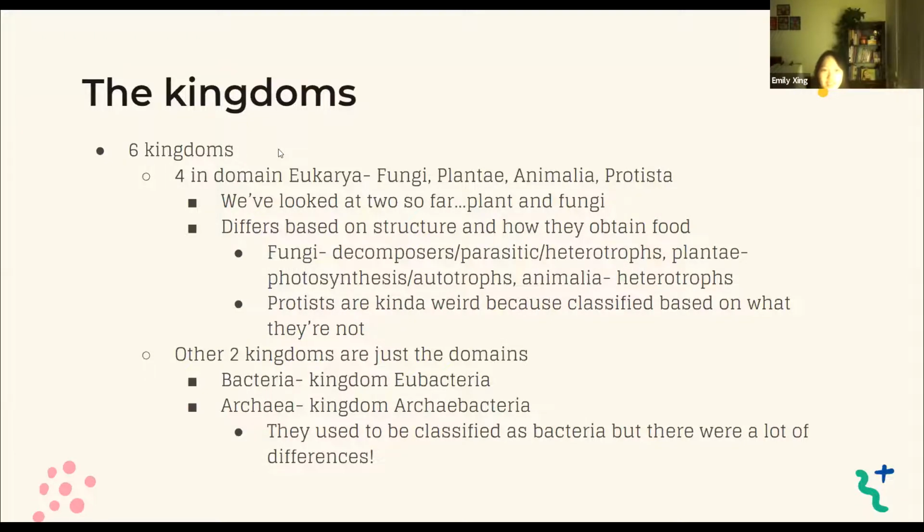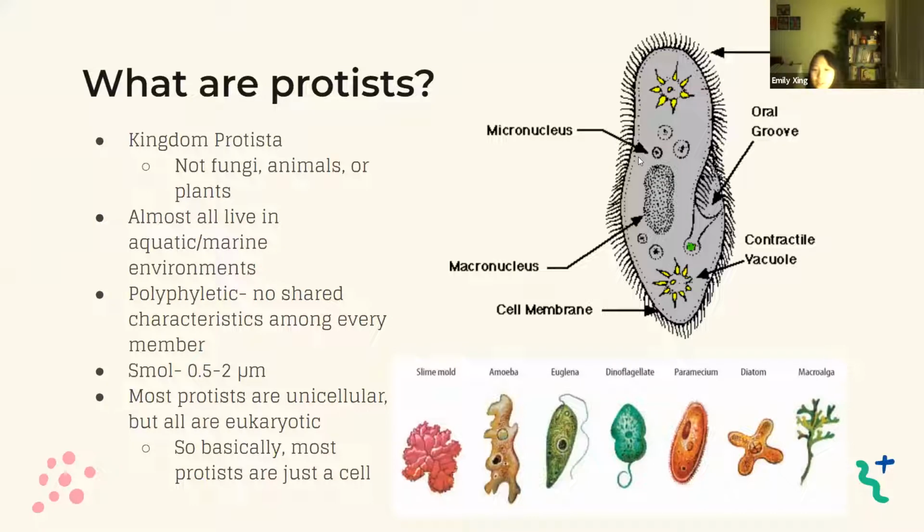Okay, so now actually on to the protists. Protists are part of kingdom Protista. They are every eukaryote that is not a fungi, an animal, or a plant. And so they are usually unicellular. So going down to the bottom bullet, they are usually unicellular. However, there are protists with multiple cells, but all of them are eukaryotic.